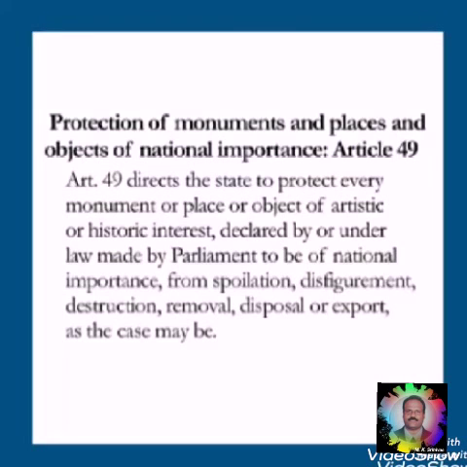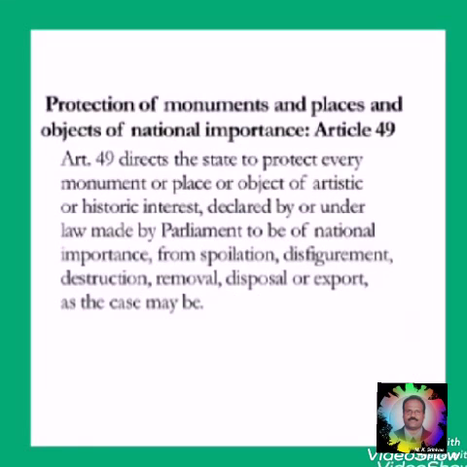Now, protection of monuments and places and objects of national importance, Article 49. Article 49 directs the state to protect every monument or place or object of artistic or historic interest, declared by or under a law made by Parliament to be of national importance, from spoliation, disfigurement, destruction, removal, disposal, or export, as the case may be. So, protecting the national monuments is one of these endeavors that has been enshrined in the DPSP.